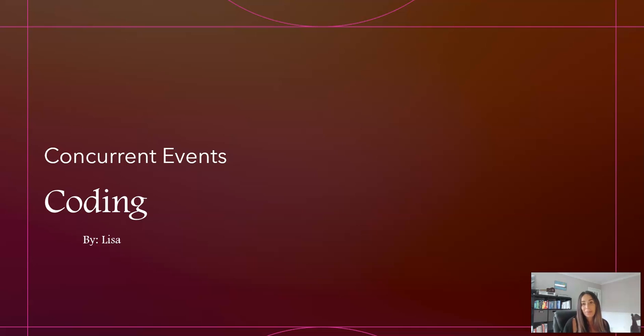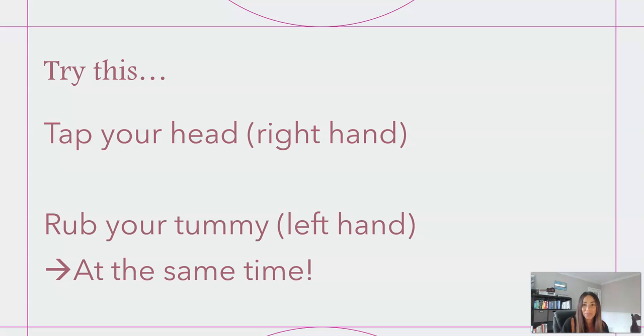I'm going to be talking about something called concurrent events in coding. So let's give it a try. What I'd like you to do right now is try to tap your head with your right hand and then rub your belly or your tummy with your left hand. Can you try those at the same time? Are you able to do it? Was it kind of tricky?